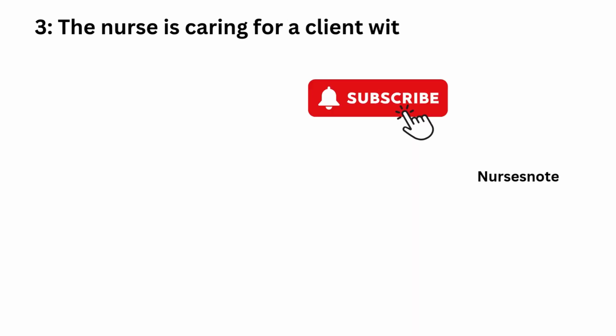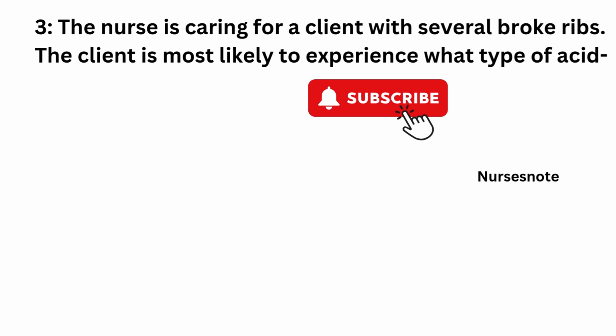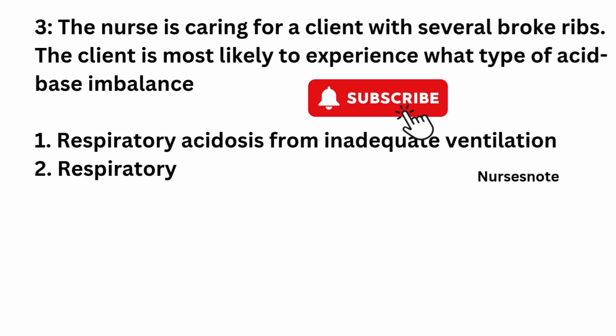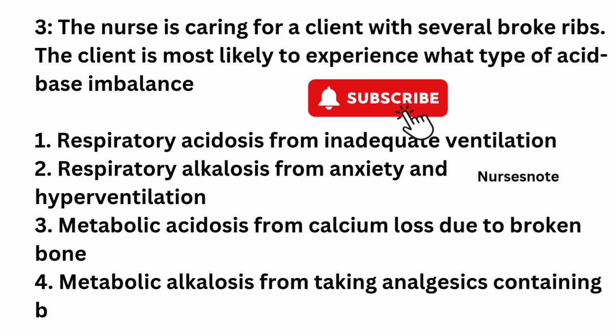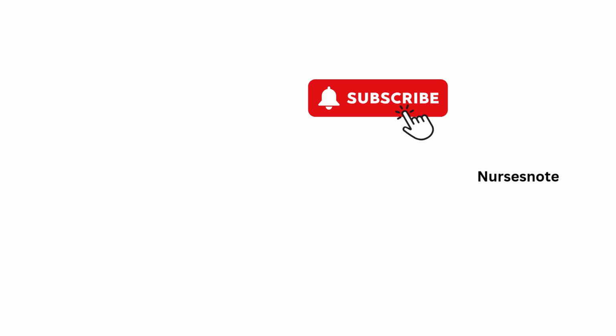The nurse is caring for a client with several broken ribs. The client is most likely to experience what type of acid-base imbalance? 1. Respiratory acidosis from inadequate ventilation. 2. Respiratory alkalosis from anxiety and hyperventilation. 3. Metabolic acidosis from calcium loss due to broken bone. 4. Metabolic alkalosis from taking analgesics containing base product.